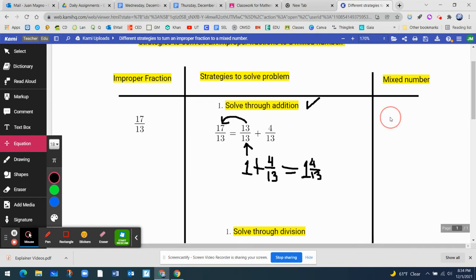Now let's write this over here. That's going to be 4/13 as the remainder fraction, and we need to do the 1 here. That's going to be 1 and 4/13. That will be the answer. So again, we converted an improper fraction by using addition, converting an improper fraction through addition into a mixed number.